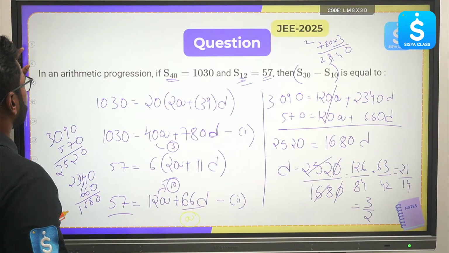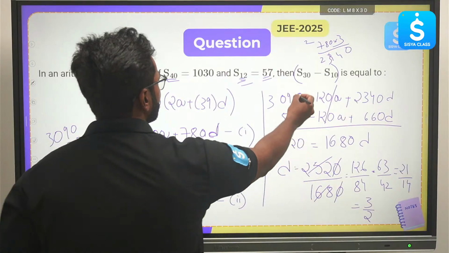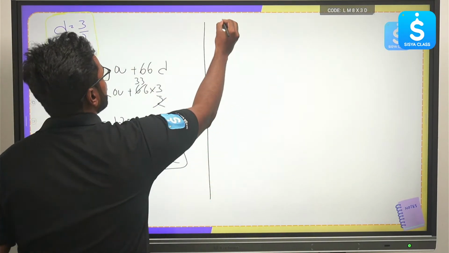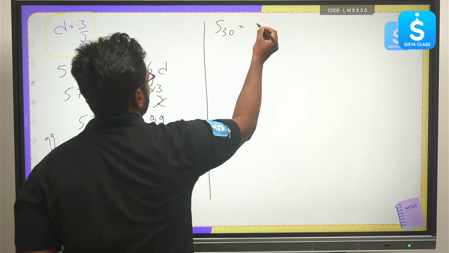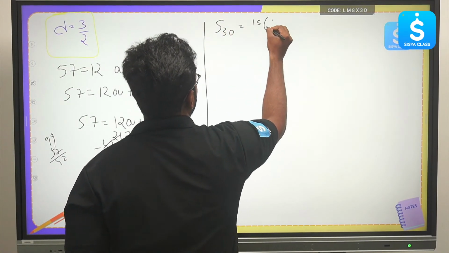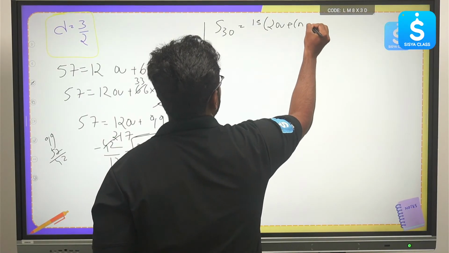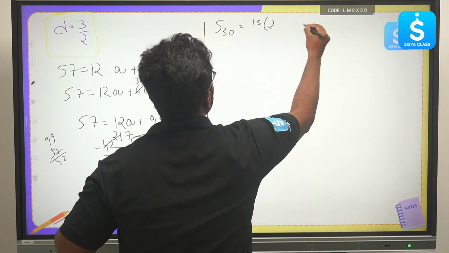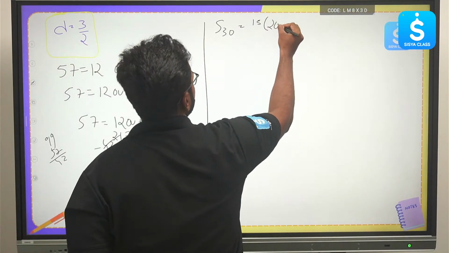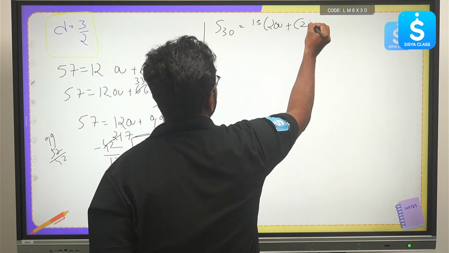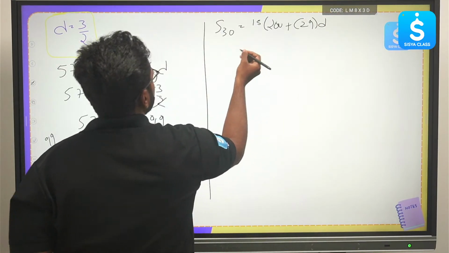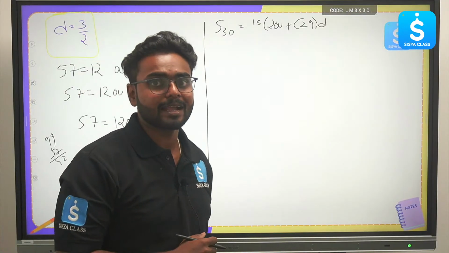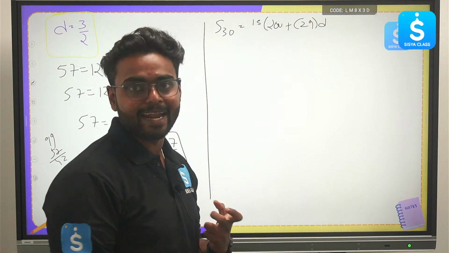Now, what we were asked to find out is the value of S30 minus S10. S30 is equal to n by 2, 30 by 2 is 15, 2A plus n minus 1 into D. Let us write 2A plus 29D. So let us not open the brackets right now, it will be messy to solve. Let us open the brackets when we have only two terms, which would be A and D.